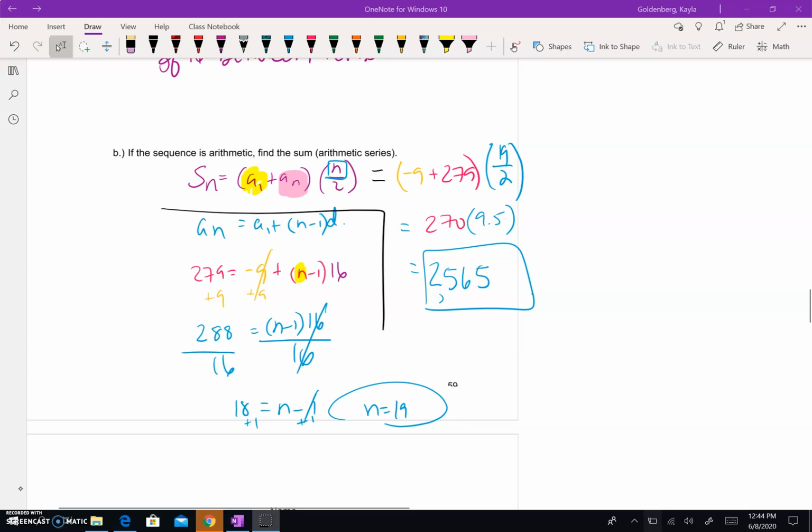When you move on to the next video for our day 5 content, you're going to be learning about another type of special sequence and series called geometric.